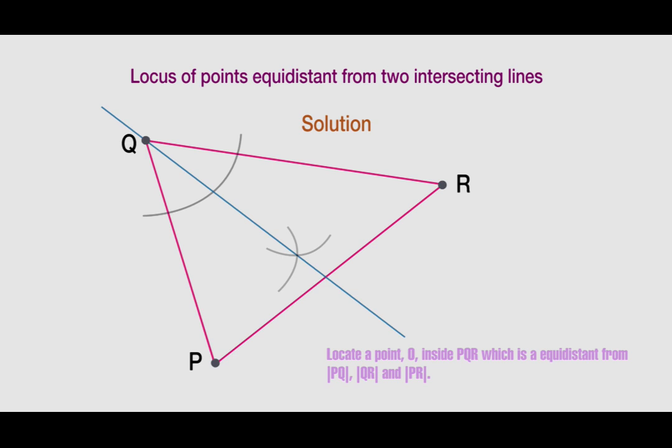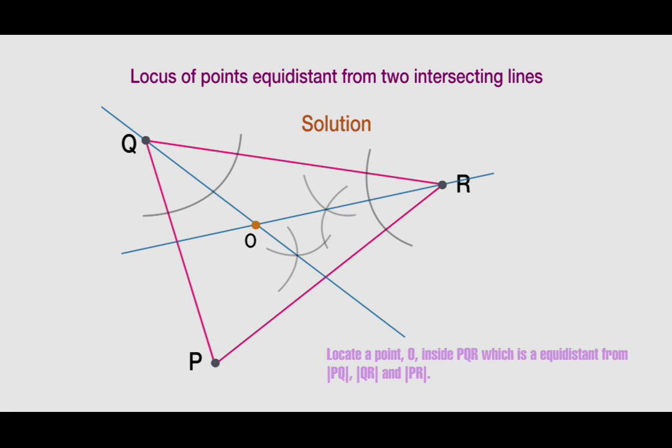Next, we construct a bisector of any of the two remaining angles. Let's choose R, the angle at R. This means that we bisected the angle QRP. And then we have joined the two loci to get a single point. This point is the locus we are talking about.